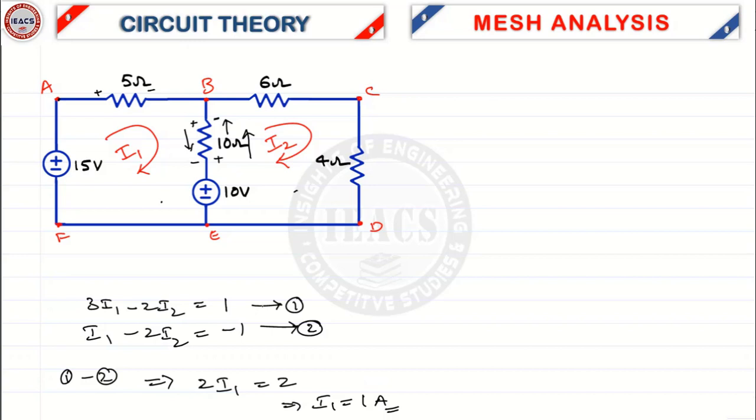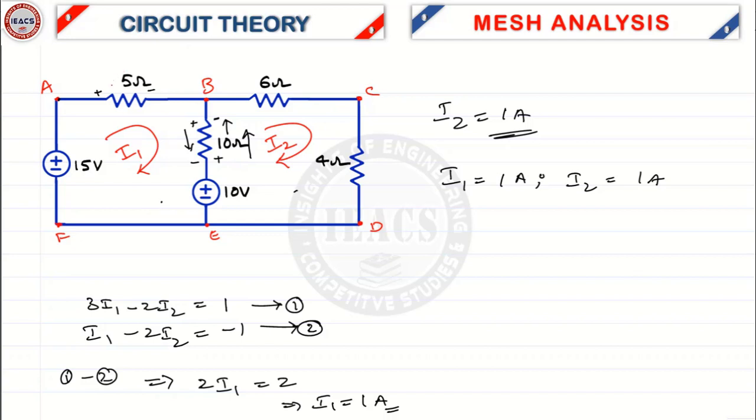Substitute this I1 value in either equation 1 or equation 2. You will get I2 equals 1 ampere. So finally we get the mesh currents as I1 equals 1 ampere and I2 equals 1 ampere. So our mesh analysis is over. After getting these mesh currents, you can find any circuit variable of this circuit.